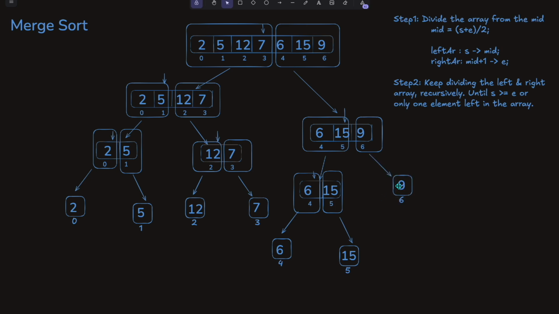So since there is only one element left, we cannot divide this part further. So as you can see guys, we have divided the array till the end when there is only one element left. That means S equals E. Now we need to merge them.